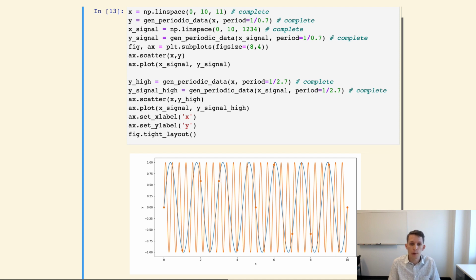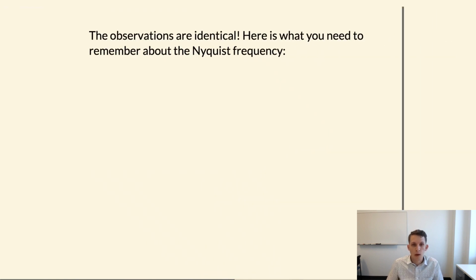We're essentially trying to search for frequencies that are too high, given the fact that we're making one observation every unit of x. And so we can alias any frequency higher than this Nyquist frequency with integers of the frequency that we're looking at. Okay. So here is what you need to remember about the Nyquist frequency.